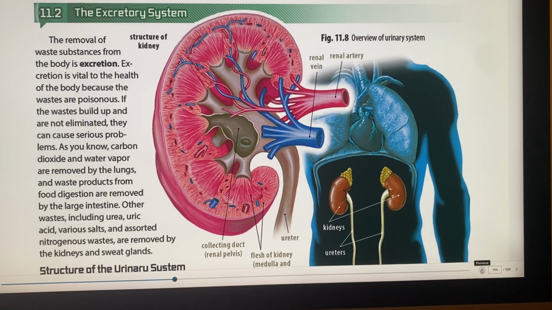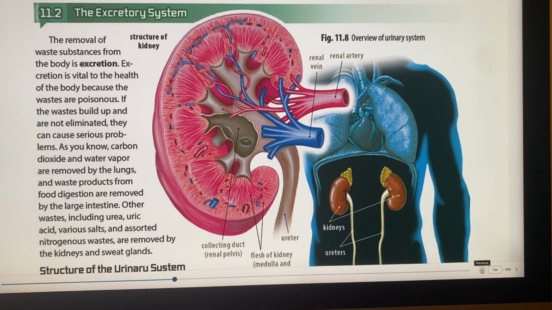So we're in your biology and we're in section 11.2 of chapter 11, and we're going to talk about the excretory system. Well, the excretory system is the removal of waste from our body. It's called excretion. The excretory system also is in our skin. We learned that, and also in our lungs, getting rid of the carbon dioxide, and of course in our large intestine, getting rid of waste products too.